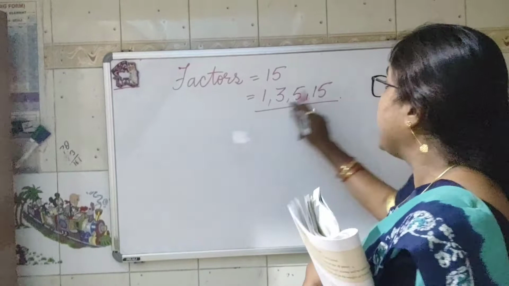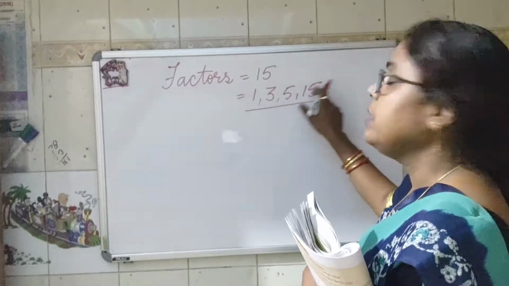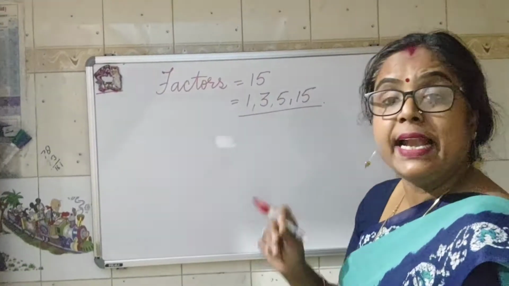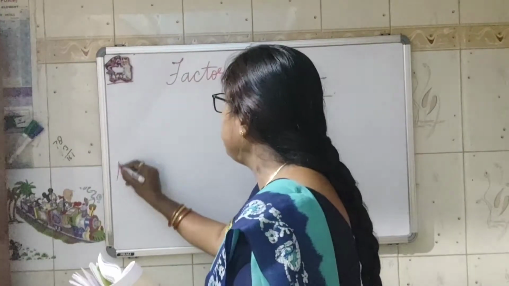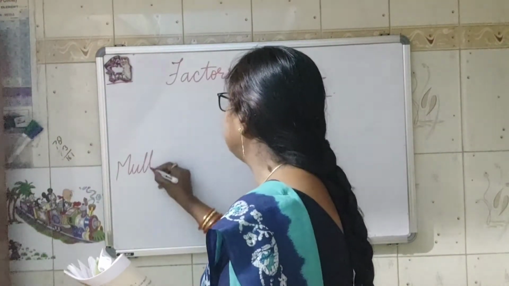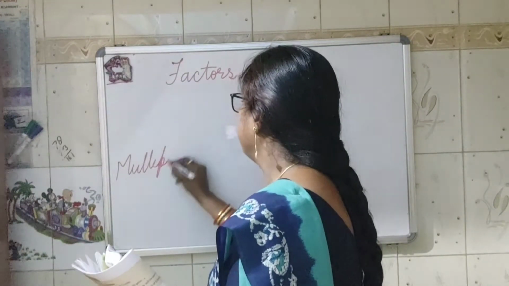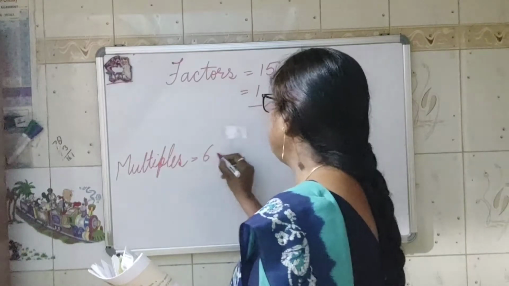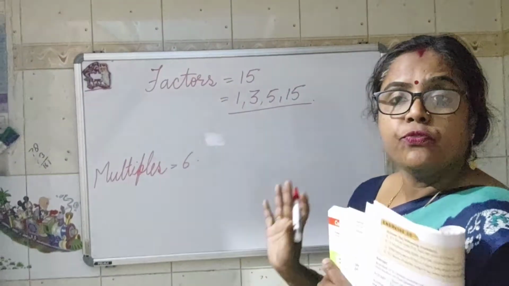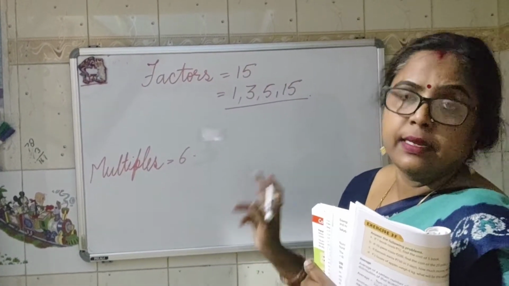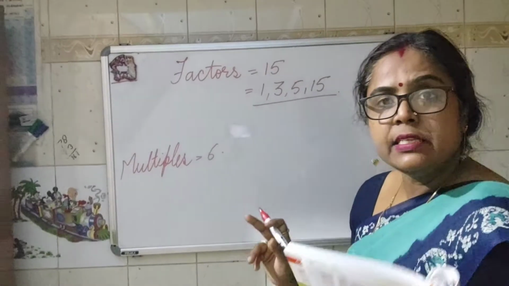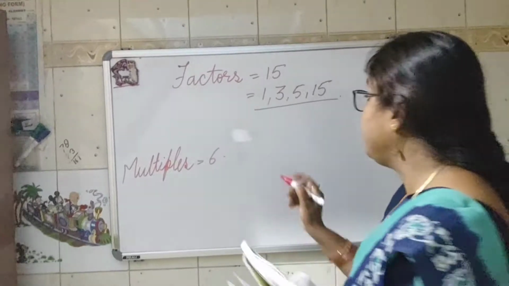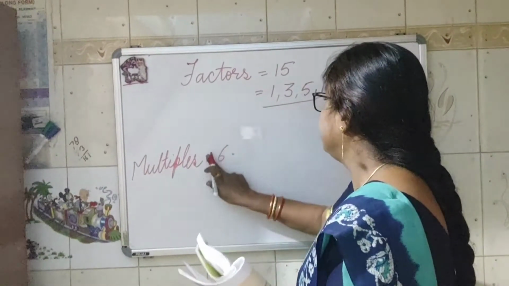Find out the sum, and the number of events is 1, 2, 3, 4. Got it? The next question is multiples of 6 from 10 to 55. So multiples means the numbers which come in the table. Multiples of 6 from 10 to 55. So the first multiple of any number is the number itself. So 6 is the first multiple. The second multiple is 12, which is greater than 10. So we will start from 10.